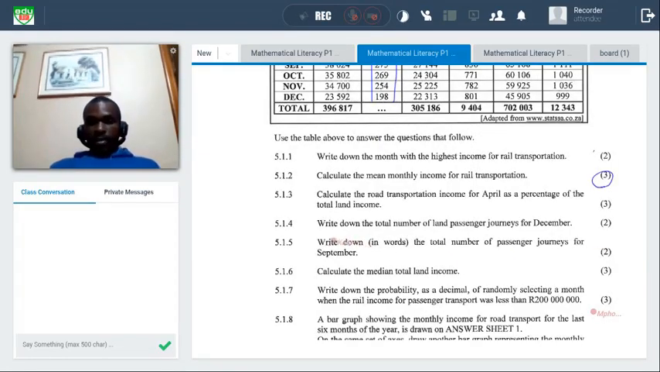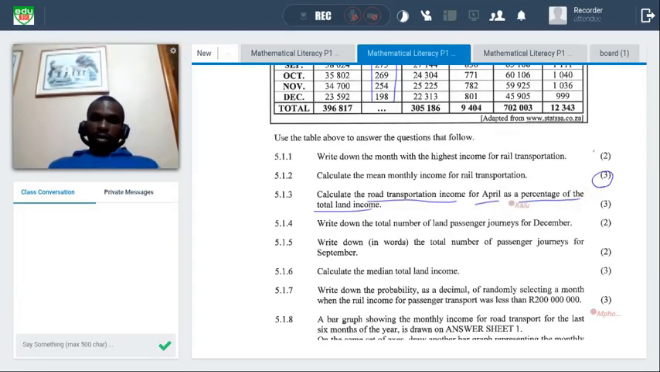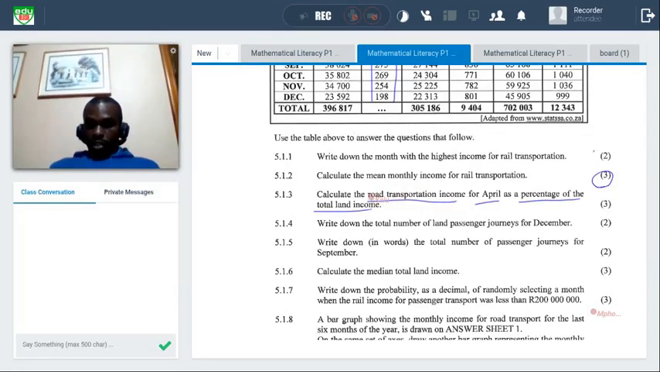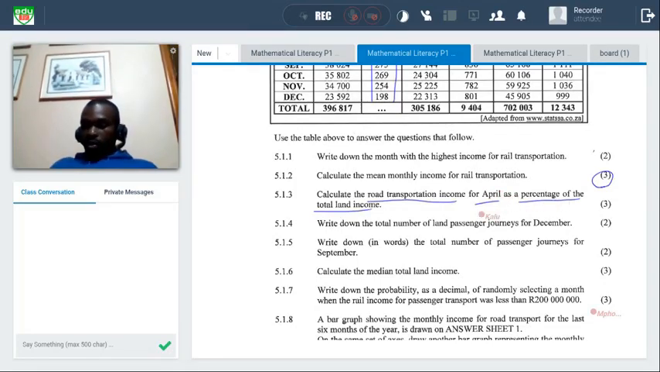The next question, write down the total number of land passengers. I missed the next one. 5.1.3. Calculate the road transportation income for April as a percentage of the total land. Underline this, this, this, and this. The road transportation income for April as a percentage of the total.